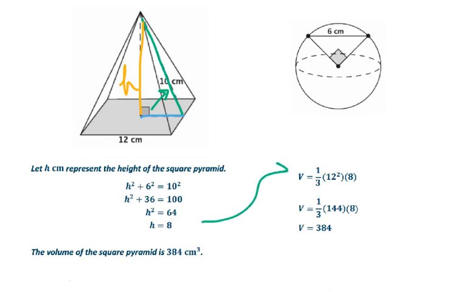So I can take that 8 and substitute it into the volume formula for a pyramid, and that's 1/3 times the area of the base times the height of the pyramid. So that's 1/3 times 12 squared times 8, and that gives me a volume of 384 cubic centimeters.